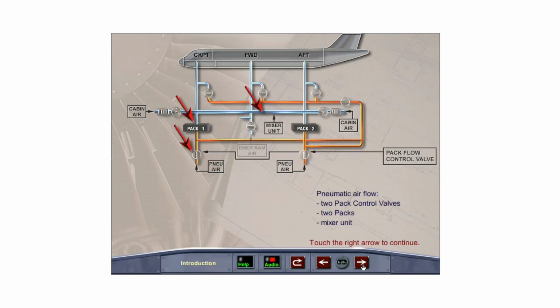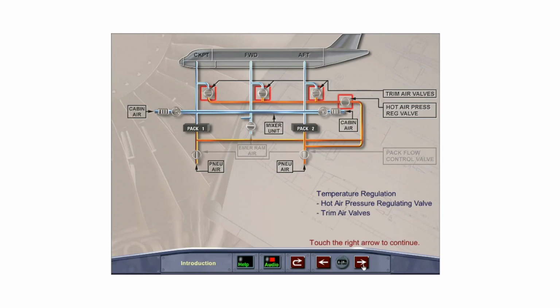The air conditioning system is supplied with hot air from the pneumatic system, which is cooled by 2 independent air conditioning packs. The hot pneumatic air first passes through the pack flow control valves, then through the air conditioning packs. The fresh air from the packs is mixed in the mixer unit with recirculated cabin air.